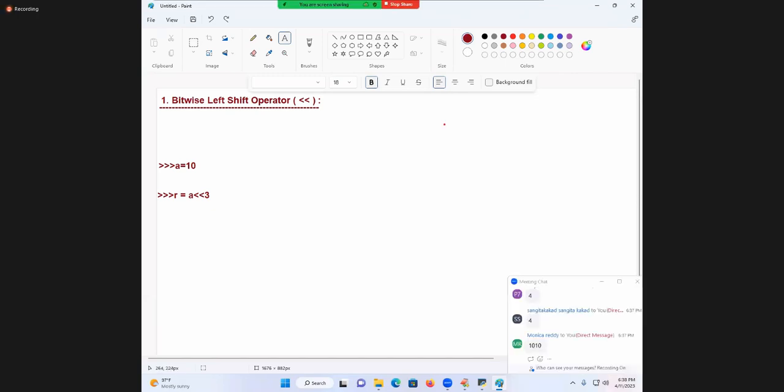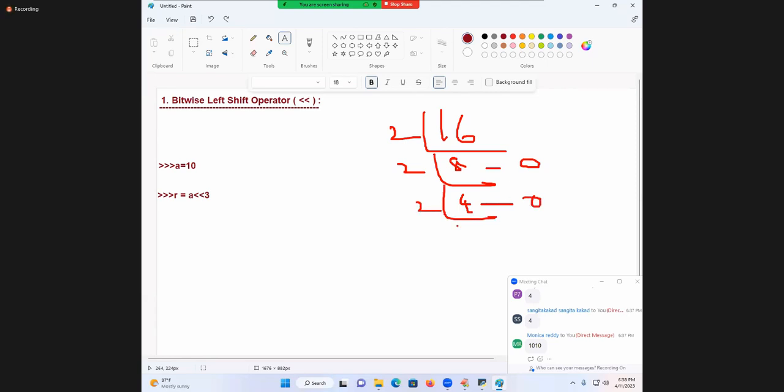Suppose you take 16. What is this now? 2 to the power 4, 2 to the power 3, 2 to the power 2, 2 to the power 1, 2 to the power 0. So 1 0 0 0 0. How many bits here? Any binary representation you take, it starts with 4 bits minimum storage.